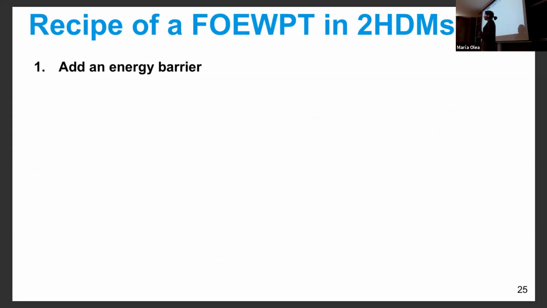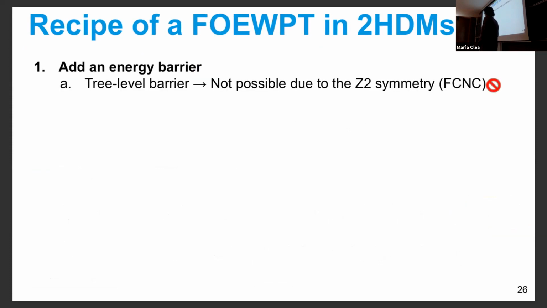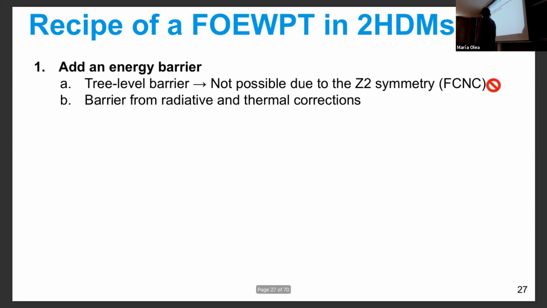Okay, now I will tell you how to achieve a first order electroweak phase transition in two-Higgs-doublet models. This is a well-studied scenario that we can use as an anchor, as a starting point, to study the next-to-two-Higgs-doublet model. So first we need an energy barrier. This could be generated by tree-level effects, but this is not possible in the two-Higgs-doublet model because there is a Z2 symmetry that forbids odd powers of the fields that would generate the barrier. So necessarily the energy barrier must come from radiative and thermal corrections in this kind of models.